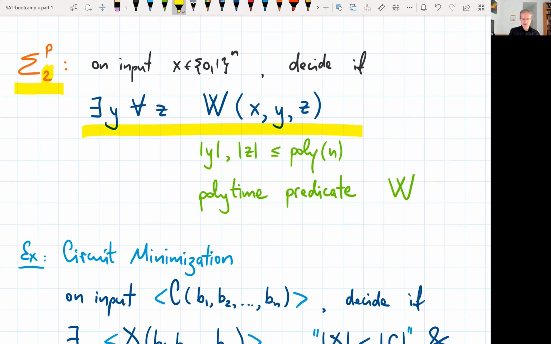Okay, so you think of deciding the following property. So sigma 2 property is to decide the following. Given input x, you want to know if the following sigma 2 formula is true or not. If there exists a y such that for all z, W of x, y, and z is true, where W is some polynomial time computable predicate, and y's and z's, like in the case of NP, are kind of witnesses or co-witnesses, and the length of these witnesses is polynomially bounded in the length of x. So the lengths of y and z are at most polynomial in n.